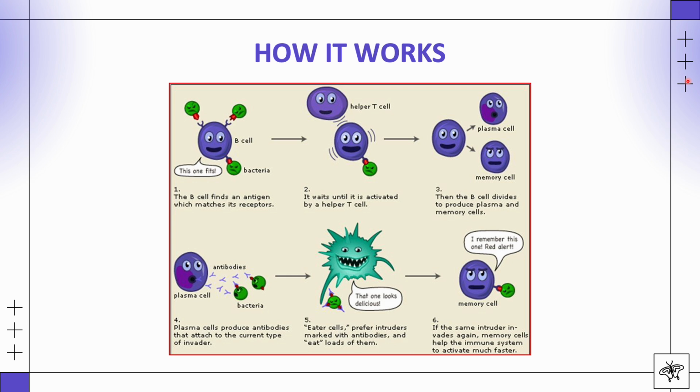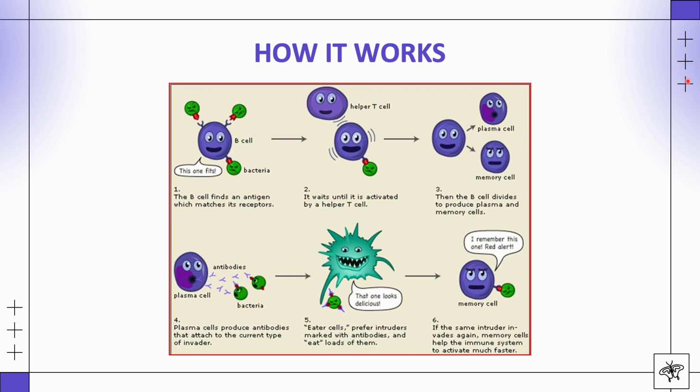Here is a series of steps on how the immune system works. First, the B cell finds an antigen which matches its receptors. Then it waits for the helper T cell to be activated. Once activated, the B cell will divide to produce the plasma cells, which produce the antibodies, and the memory cells, which store information about the newly encountered antigen or pathogen.